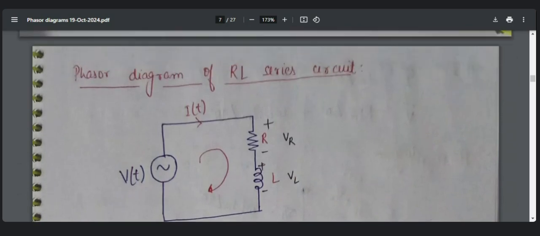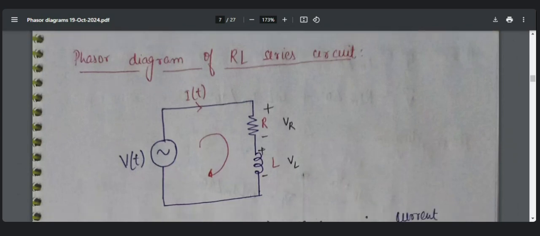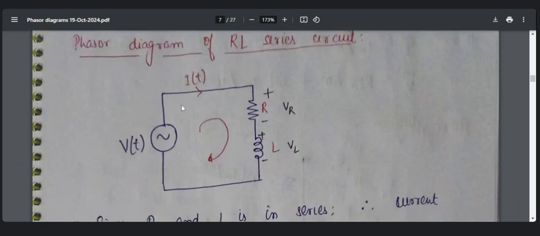Okay, so this is the question number. An RL series circuit is given in question number, I think, 8 or 9. And an RLC series circuit is given in question number 1 itself. So this is the first question, which is related to your exercise assignment.